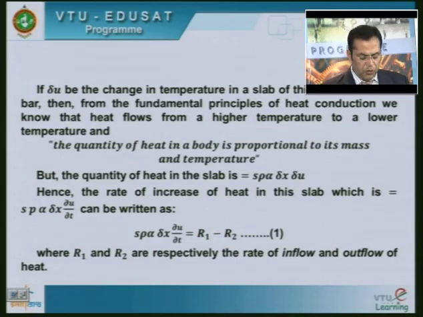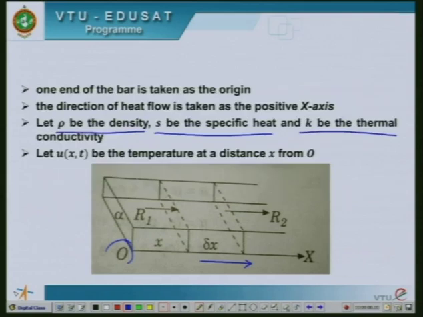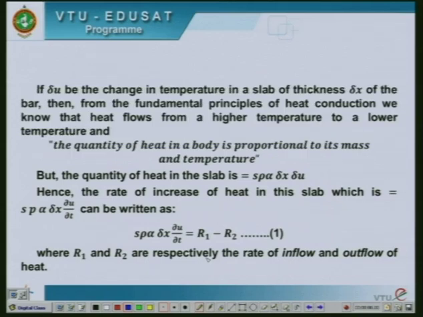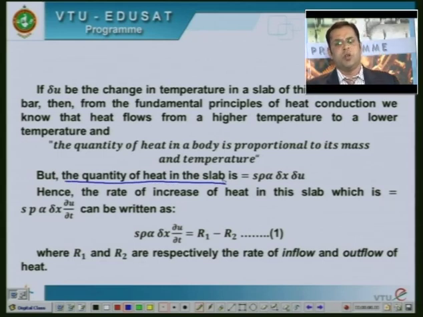Now, if delta u is the change in temperature in a slab of thickness delta x, I should show you the diagram again. The thickness of the slab is delta x. So, if delta U be the change in temperature in a slab of thickness delta x of the bar, then from the fundamental principles of heat conduction, we know that heat flows from a higher temperature to a lower temperature, and also that the quantity of heat in a body is proportional to its mass and temperature. We will use these properties.